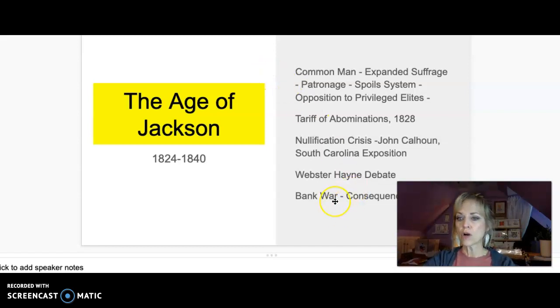Also, the Bank War: he shuts down the Bank of the U.S., and that leads to the Panic of 1837.